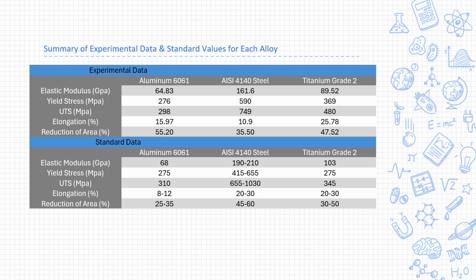When it comes to elongation, aluminum was more ductile than expected, while the steel had lower elongation than standard. These differences could be due to sample preparation, testing conditions, inexperienced testers, or variations in material batches, all of which influence mechanical properties.